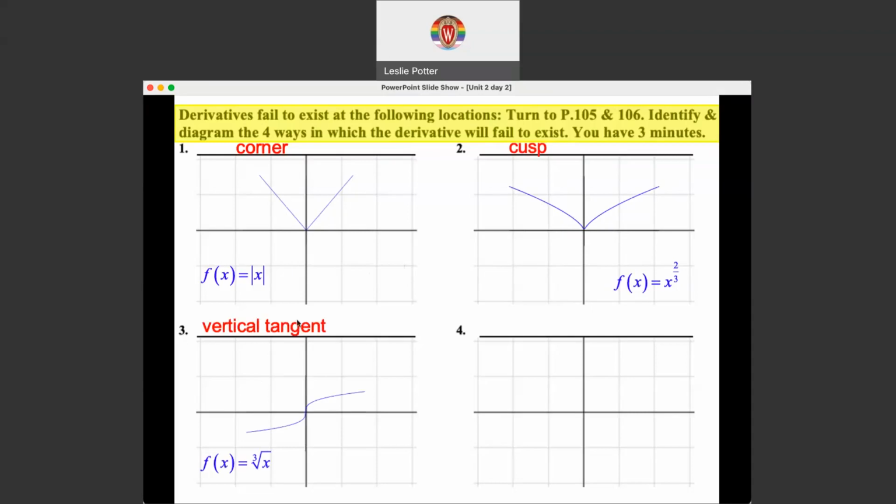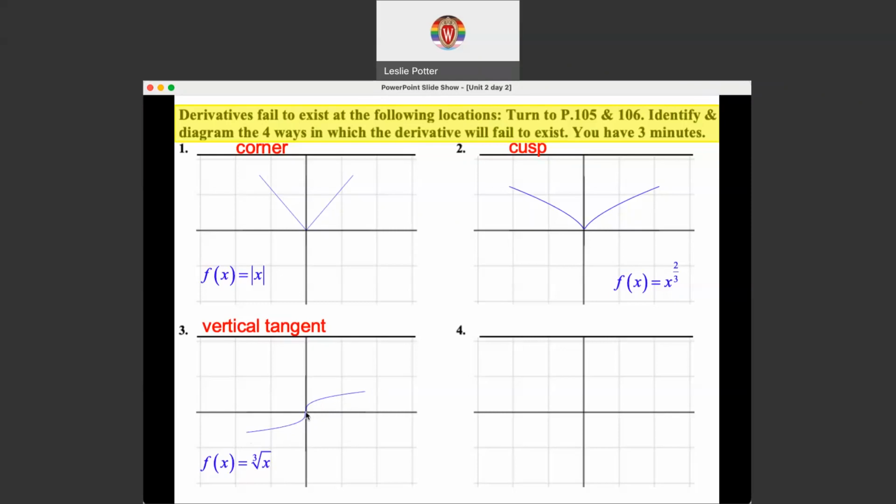Number 3 is a vertical tangent. So this function is f of x equals the cubed root of x. So that's x to the 1/3 power, if you think about powers and roots and how they're connected. And so when we have an x to the 1/3 power, we can take a negative root and we can take a positive root and find an answer. And so this one is curved, and then it comes into a vertical position here, and then it curves like a root would curve in the first quadrant.